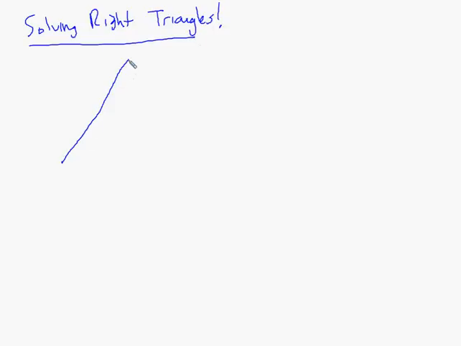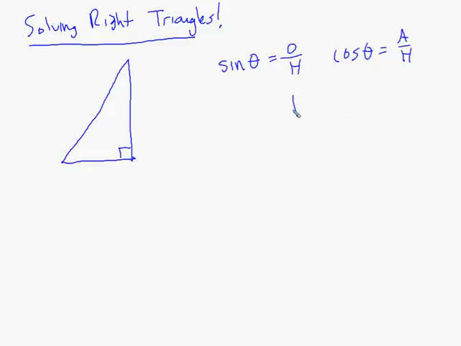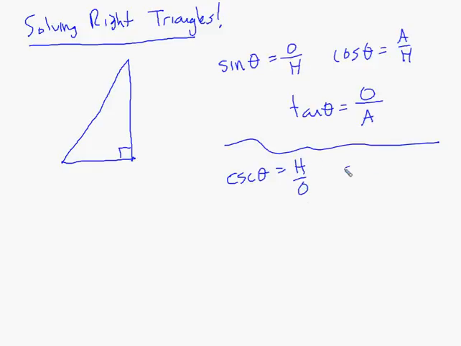So this is where you can use sine, cosine, and tangent, right? Sine of an angle is opposite over hypotenuse. Cosine is adjacent over hypotenuse. And tangent is opposite over adjacent. Also, you're going to need to use cosecant, which is this one flipped. Secant is this one flipped. And cotangent is this one flipped. Remember that the angle is an essential part of this.